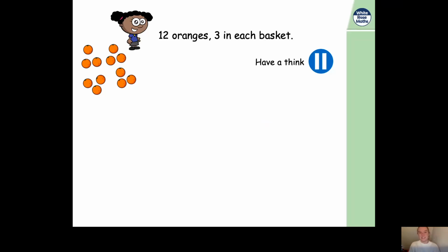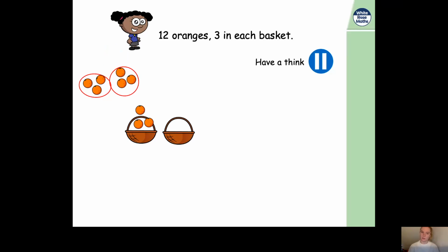Okay, Year 2, so let's see how you got on. Well, let's start by grouping the oranges into groups of 3. And then we're going to get our first basket and put our first 3 oranges into our first basket. Now we're going to need another basket, aren't we?